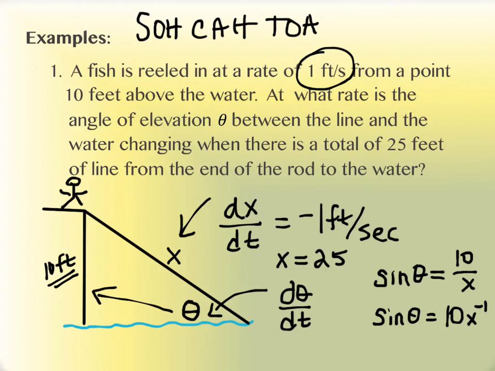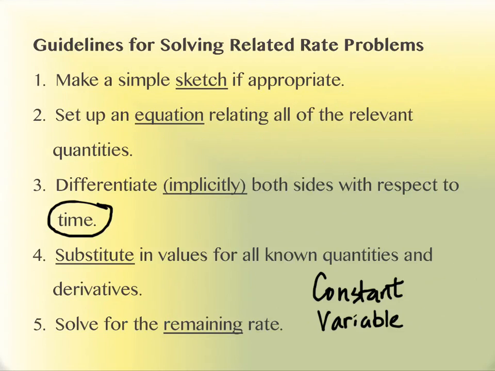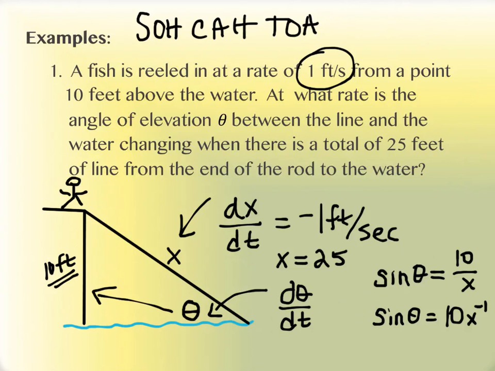Okay, so let's go back to our list of steps and just analyze what we've done so far. We've made a sketch. That's good. We've set up an equation relating all the relevant quantities. That's good. So step 3 says I'm going to do what? Differentiate. I need derivatives, and I'm going to do that implicitly.